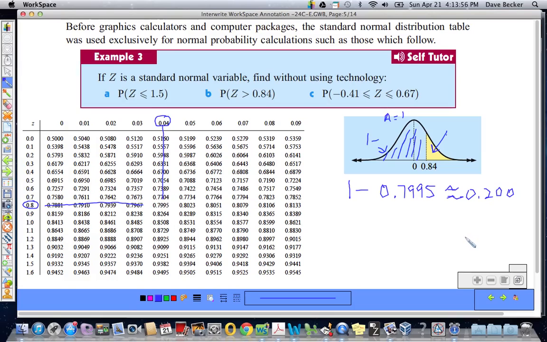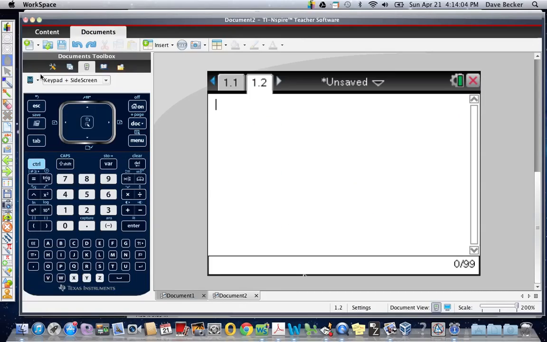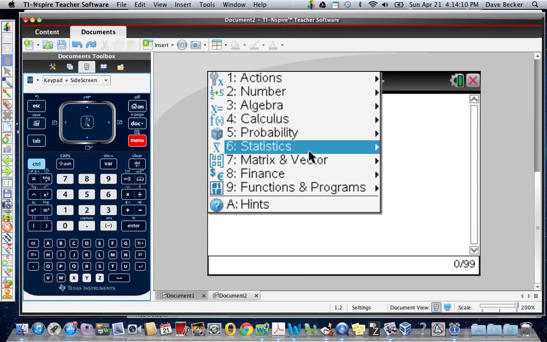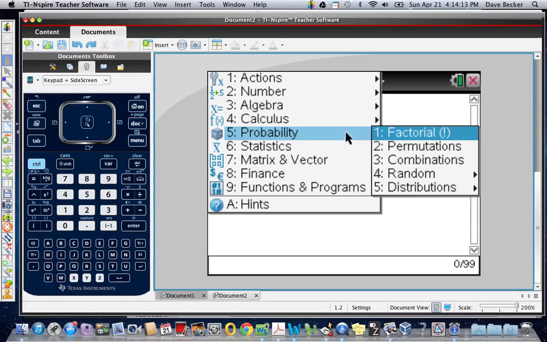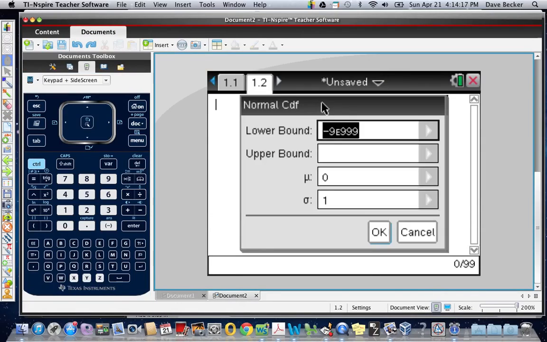Okay. Well, what about our calculator? Well, let's do this one real quick. Let's go back. Our answer was 0.933. It's very simple on our calculator. Probability that z is less than or equal to 1.5. Menu, probability, distributions, and this is a cumulative normal distribution. There isn't a special button. The lower bound is 0.